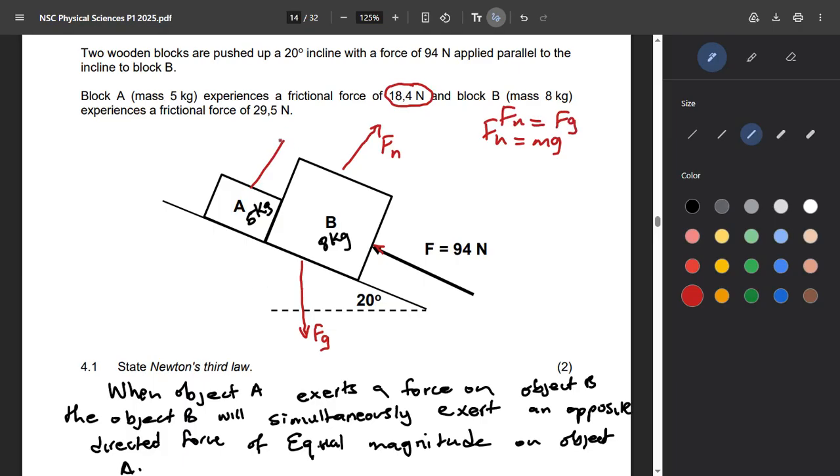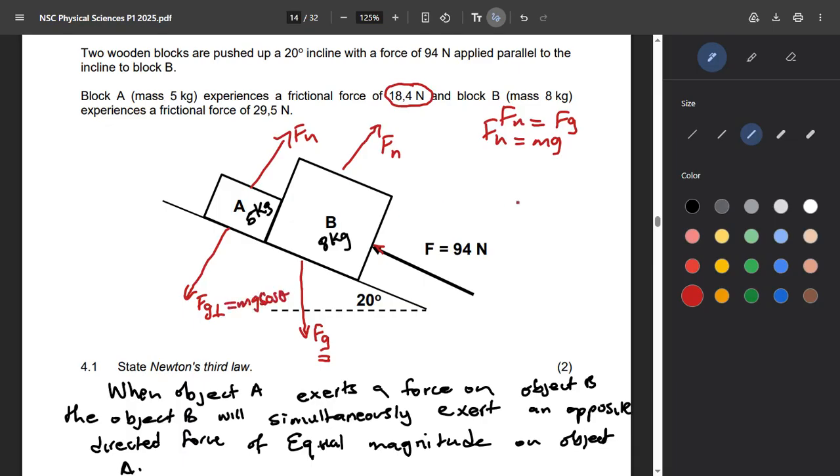But when it's on an incline, if this is your normal force, the force that opposes the normal force is not Fg. Can you see that? Fg is going down. So the force that opposes is the one that is Fg perpendicular. And Fg perpendicular, that's mg cos of theta.